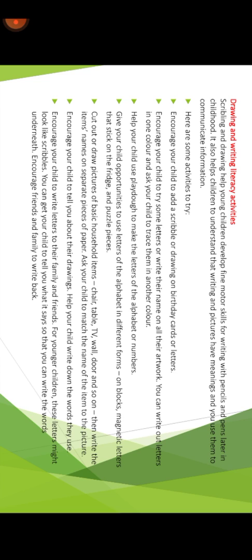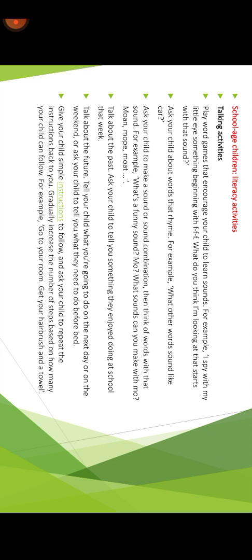So that's how it goes. To develop drawing and writing literacy, those are the activities. And next, school age children, excuse me, literacy activities. So talking activities. When we say school age again, this is 6 to 12 years old.